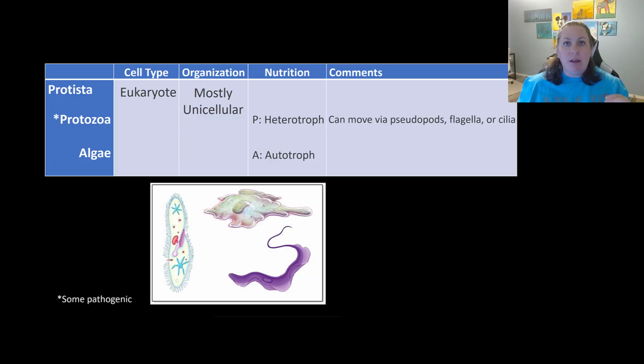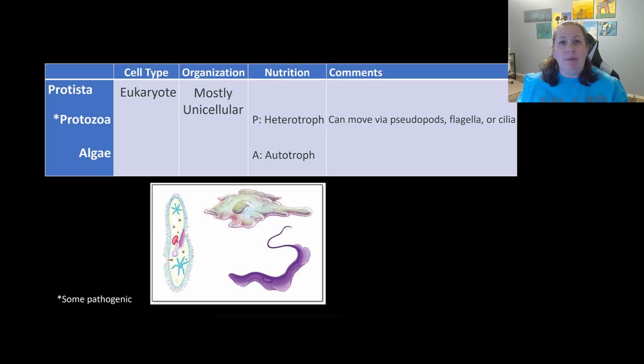Okay, so protozoa, a lot of them have the ability to move, and they can move by what we call pseudopods, which are false feet, where they can pull themselves forward. Okay, they can have flagella, which is a tail, which allows them to swim, or they can have these little hair-like extensions all over their organism or cell that are called cilia, which helps them bind and kind of crawl in a sense.